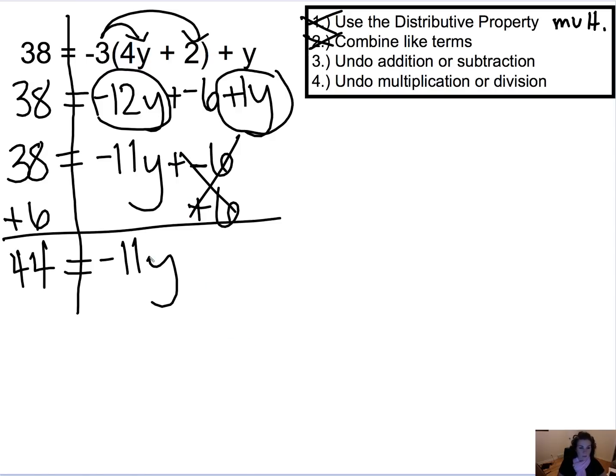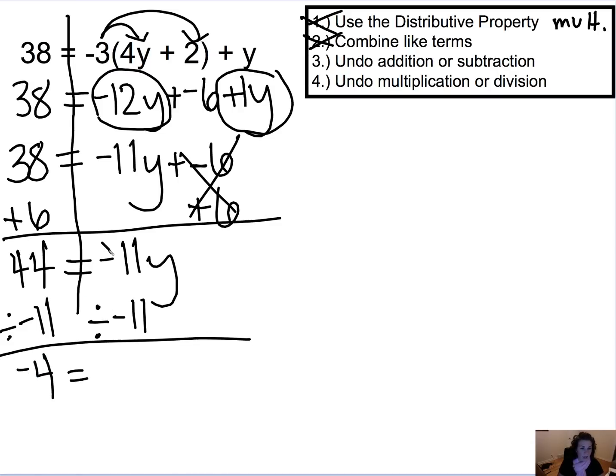And then we have multiplication here, so we need to divide by whatever is attached to the y, which is a negative 11. And I need to do the same on the left-hand side. So 44 divided by negative 11 is negative 4. Bring down the equal sign, the negative 11's cancel, and then we have y on the right-hand side. By the way, when you have equations, you do not need to flip these. It's only beneficial if you have an inequality sign. So we can leave this alone.